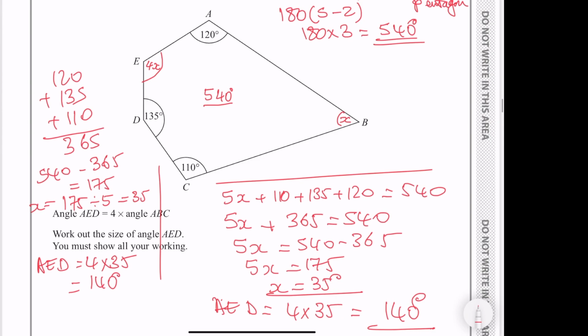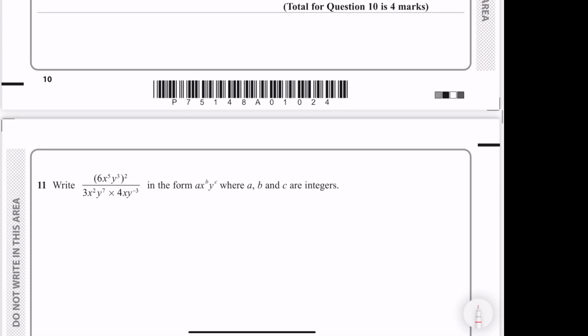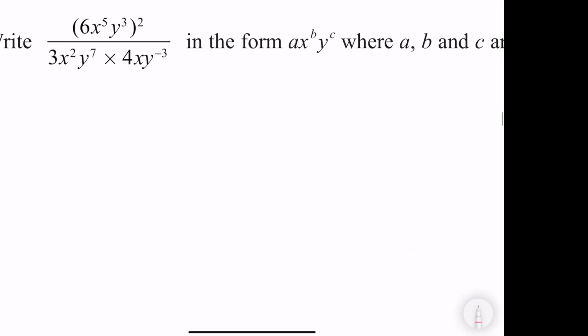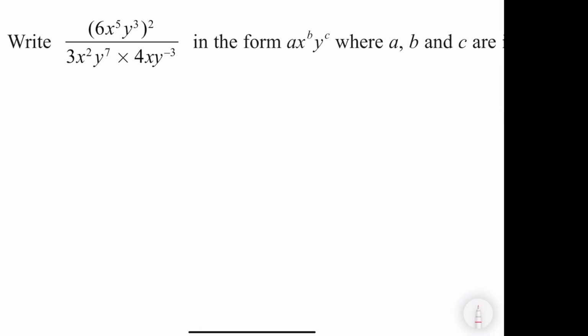Okay, so I think now we move on to question 11, which is about indices. And the best way to do it is work out the numerator first. So it will be 6 squared. So everything has to be squared, yeah? So 6 squared is 36. And then you know that x to the power 5, bracket 2, is x to the power of 10, because you have to multiply. You have to do 5 times 2 equal to x to the power of 10.